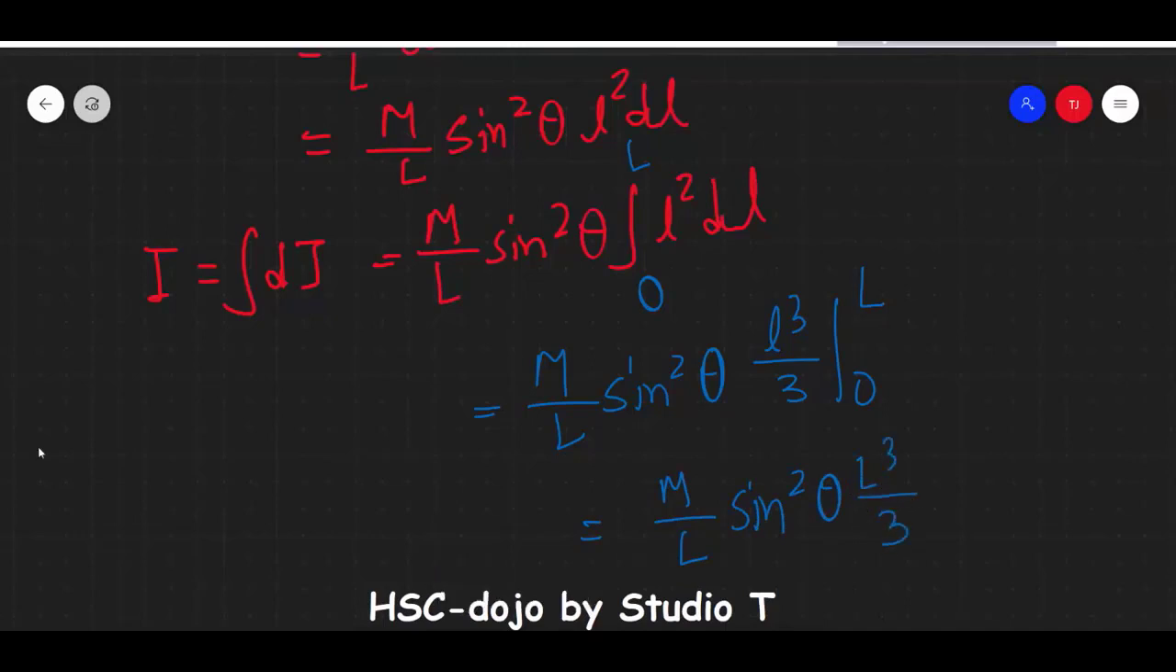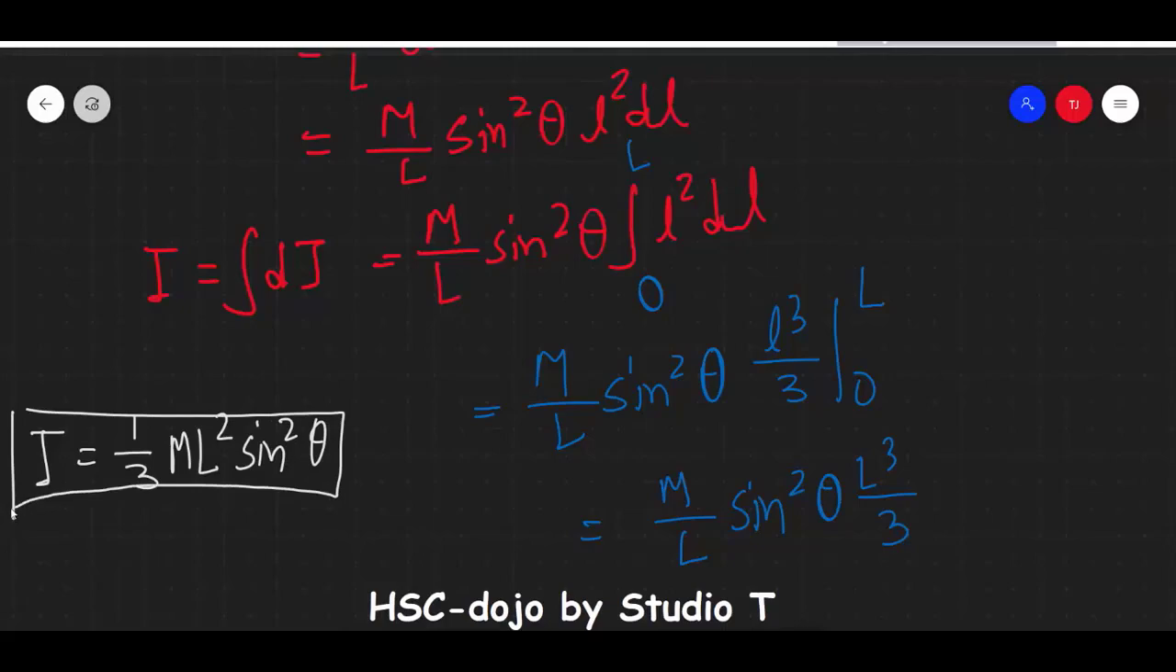That means for an answer we are getting, one L will cancel out, 1/3 M capital L square sine square theta. Thank you.